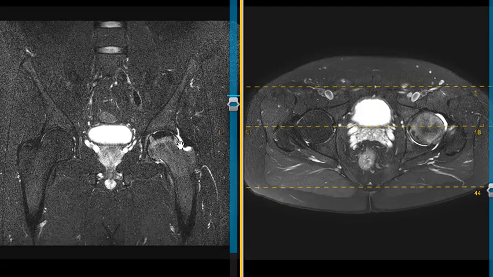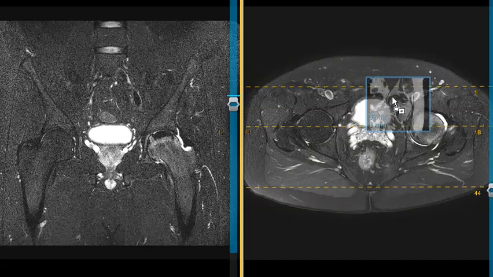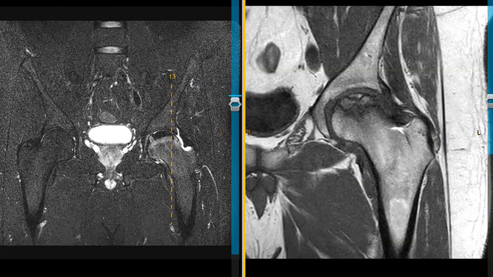So this is not a very common cause of hip pain, but something that's very serious. When the necrotic bone gets really bad, the articular surface can collapse, and then they have to do a hip replacement. And this is pretty extensive. This patient has more advanced avascular necrosis.